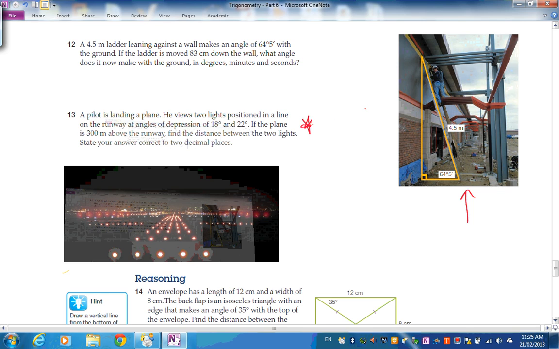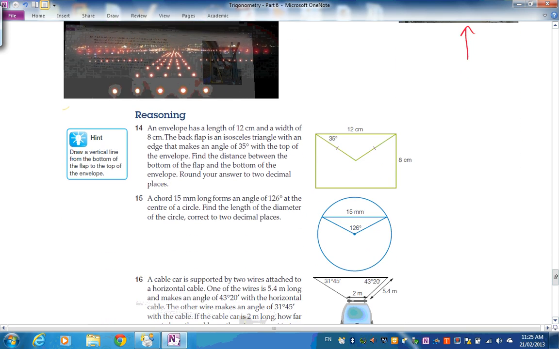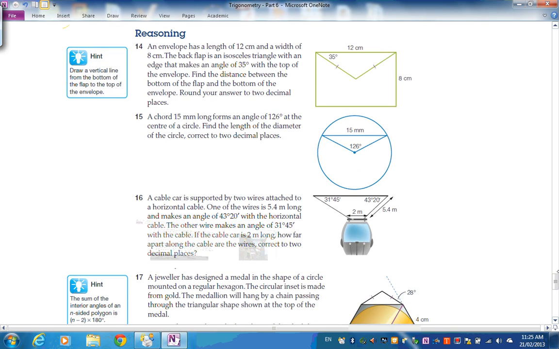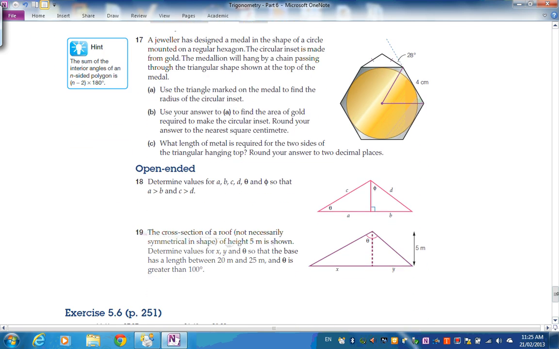So as I stop it, pause it and have a go at some of these. If you could do all of them, that'd be good. And then the reasoning ones, a bit harder, an envelope one there, some hints over here, remember the hints, and then going on to 17 and the open-ended problems where you look for different possibilities and you can make up your own scenarios there.